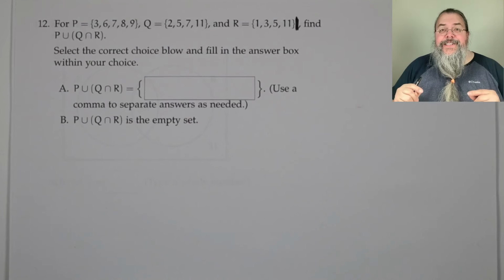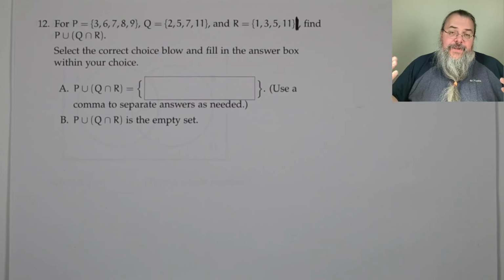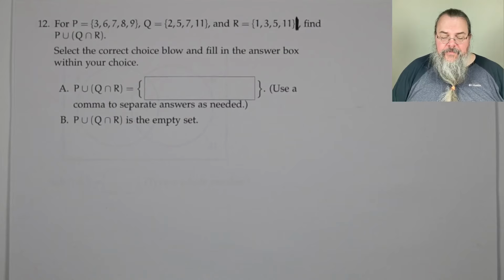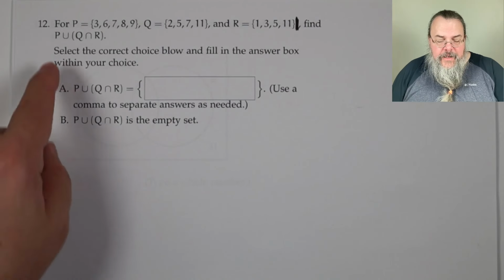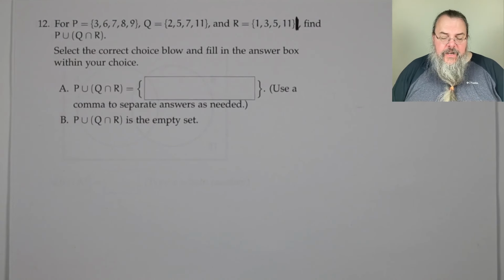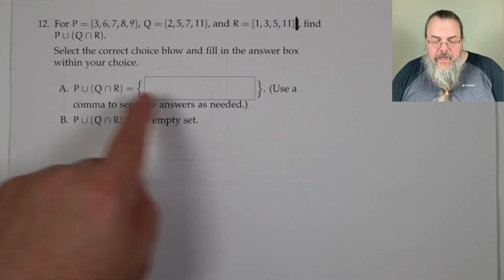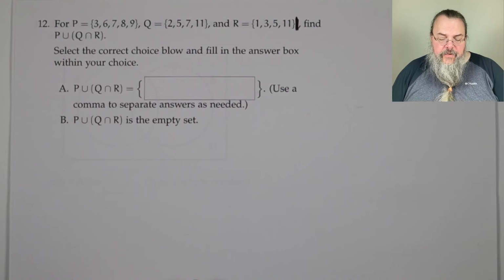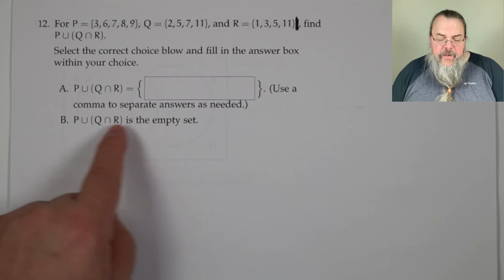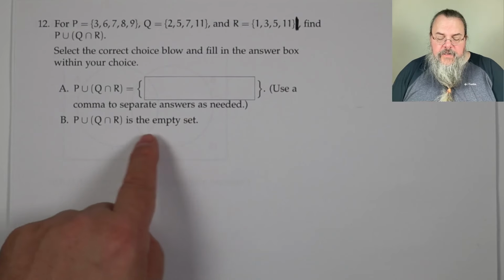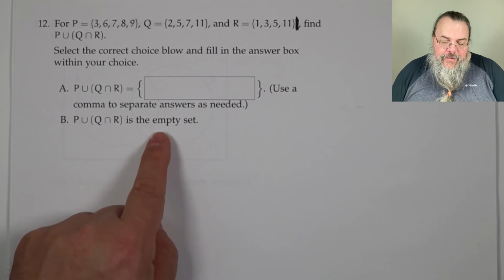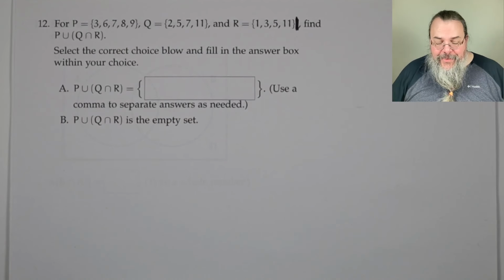These squiggly lines indicate collections of things. We call these sets. It says find this expression. Select the correct choice below and fill in the answer box within your choice. So it says, well, maybe there's something there, or maybe there's nothing there. So the empty set says there's nothing there.